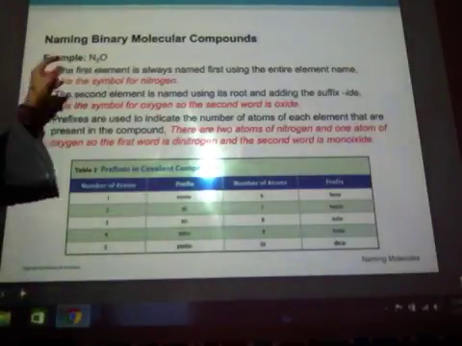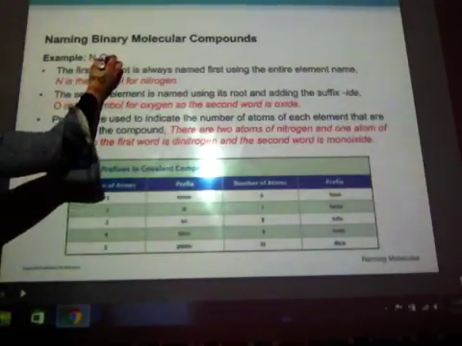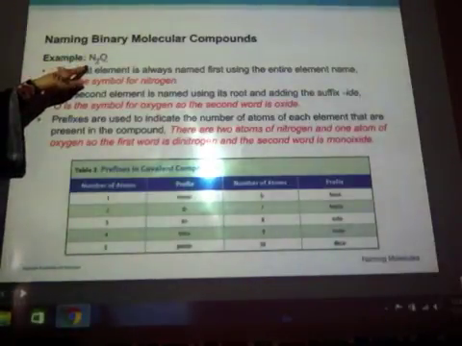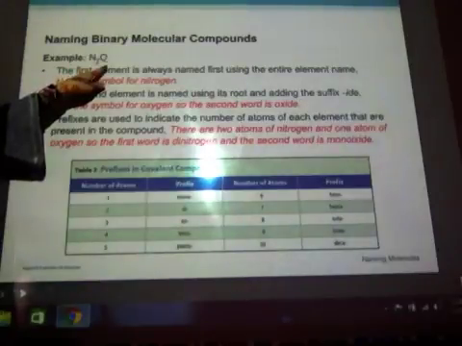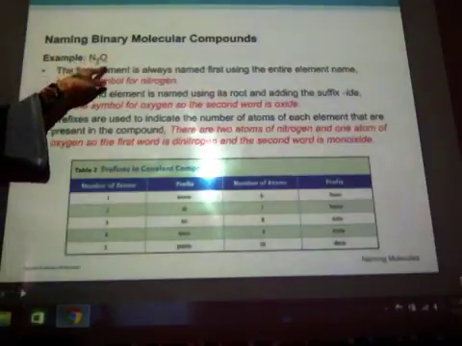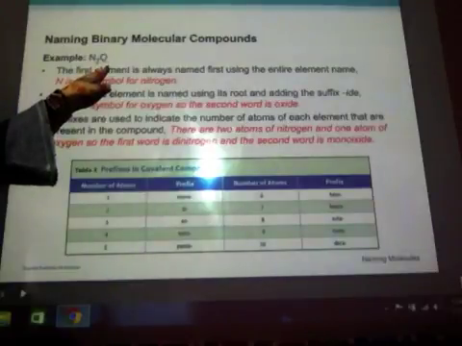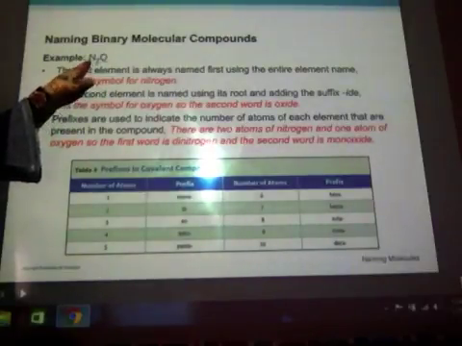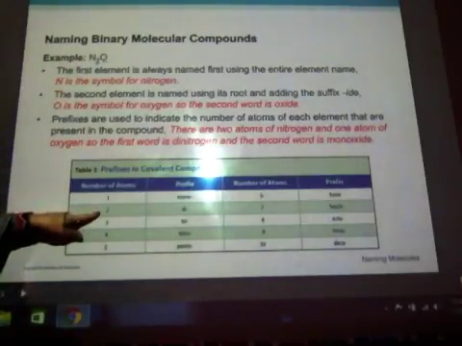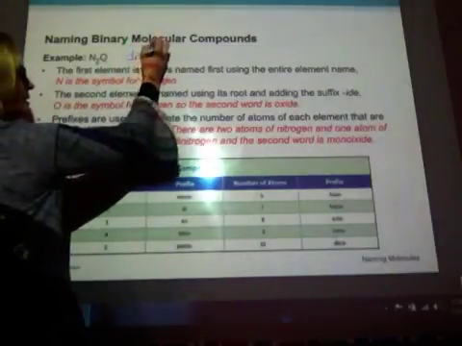So N2O, I have 2 nitrogen and I have 1 oxygen. Whatever the first element is, it's always going to be named first, the second one is always going to be named second. So N is the symbol for nitrogen. O is still oxide, because it's at the end. It's not oxygen, it's oxide. So if I have 2 nitrogen atoms, what is the prefix for 2? Di. So this would be dinitrogen.